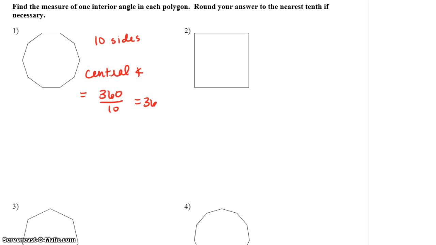Okay, in the second example, we have 4 sides, 360 divided by 4 is going to give us a central angle of 90 degrees. So that means that if I draw a point in my center, each of these little angles is going to be 90 degrees. Okay, and you know that because the regular polygon that has 4 sides is the square, and you know that the diagonals of a square are perpendicular.